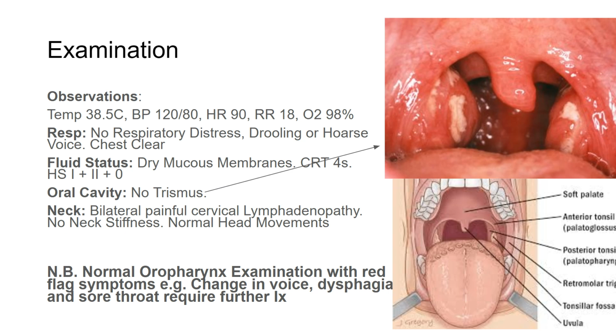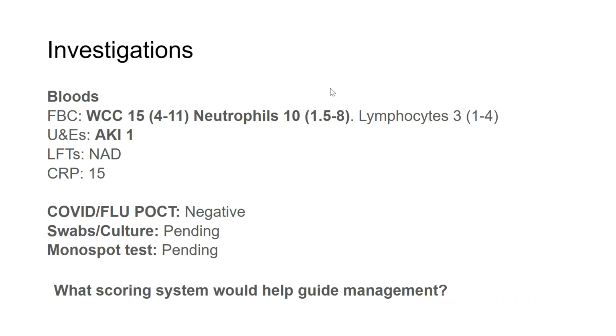So on investigation, you've done some bloods, which is great. You see that his white cells are raised, and you also notice his neutrophils are raised with normal lymphocytes. That's important because having that white cell differential, seeing that the neutrophils are higher and you have normal lymphocytes, may point more towards a bacterial infection.